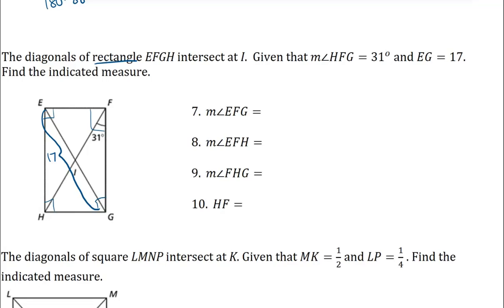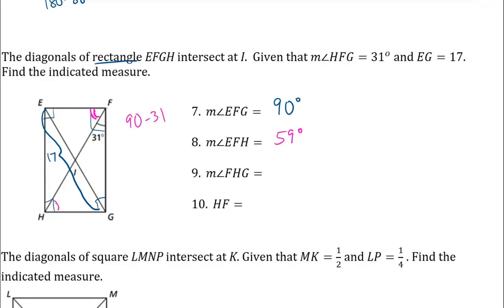All right, EFG, because this is a rectangle, that is 90 degrees. And then EFH is just looking for this part up here. And because we have a right angle there, we can do 90 minus 31. 90 minus 30 is 60, minus 1 is 59.